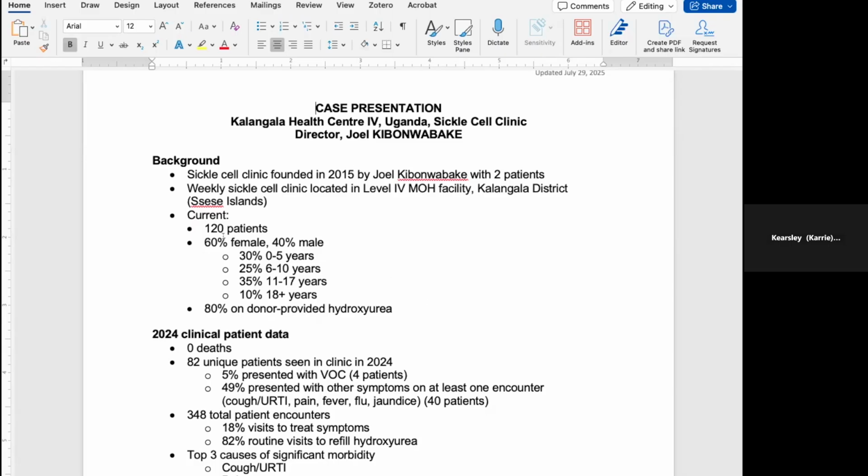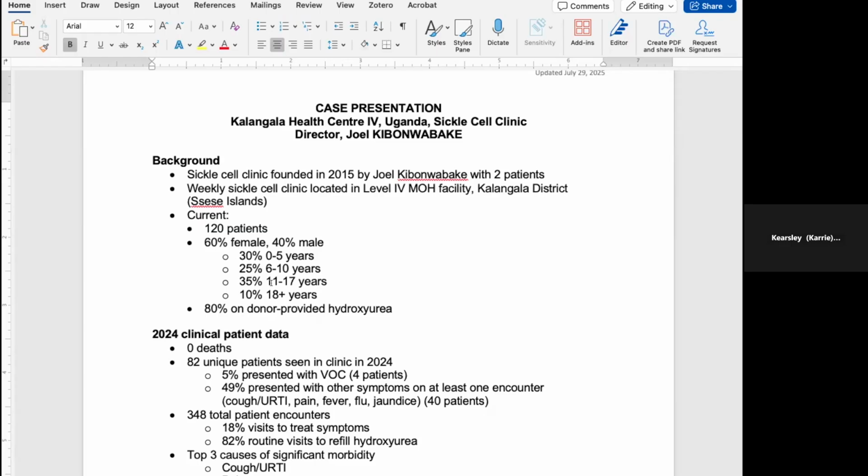Of those 120 patients, 60/40 female male. And for this group, I don't know how you define pediatric, but 30% of our 120 patients are below 5, a quarter are between 6 and 10, a third are in the teenage years, and only 10% are over 18.